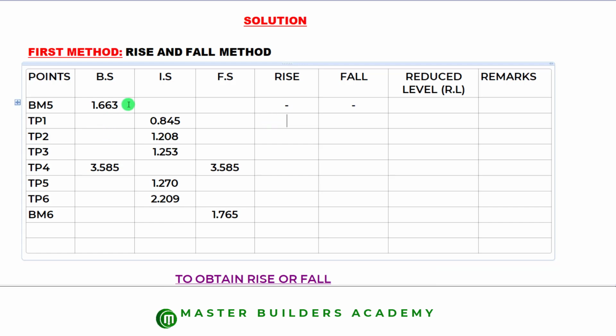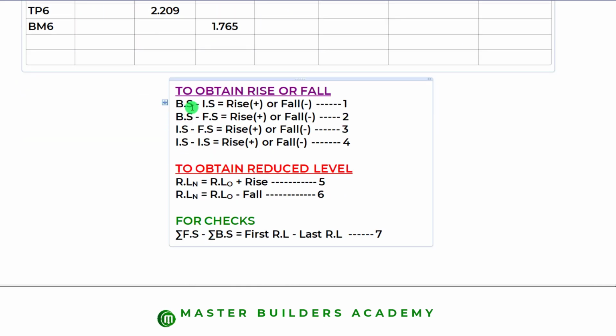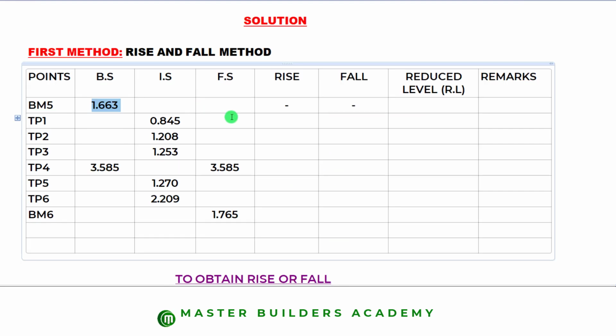Remember, BM5 is the previous position, while TP1 is the current position. In the previous position, I have the backsight, which is 1.663, and in the current position, I have the intersight. That means for me to find rise or fall here, I will be using equation one, backsight minus intersight. I hope you are getting the logic one after the other. If we subtract 0.845 from 1.663, we'll definitely have a positive value of 0.818. It is under rise because the value is positive. Now we move down to TP2.